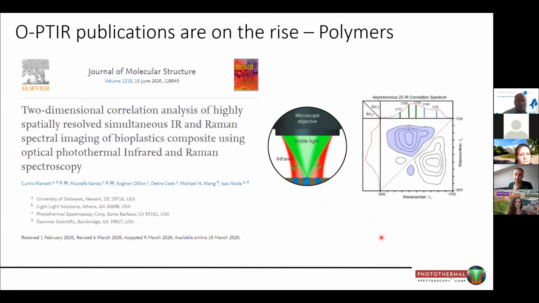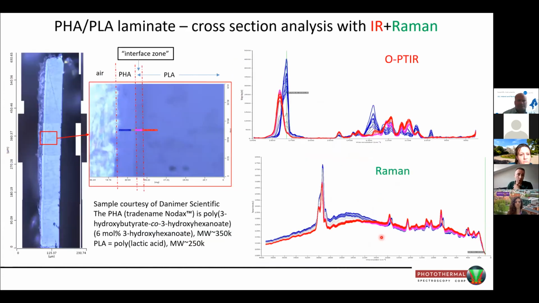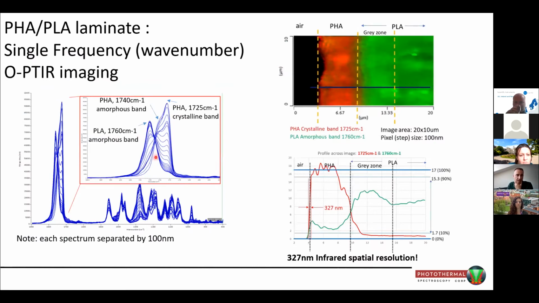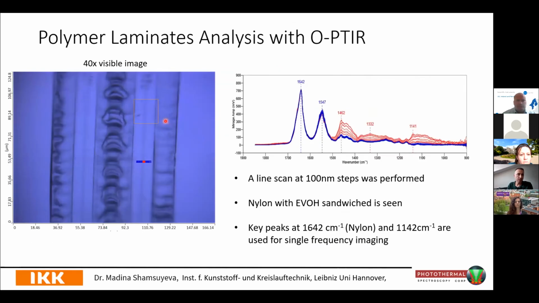Right. Publication on polymers here. This is the one where we use infrared and Raman to look across an interface of a PHA PLA laminate, and there was interest here in this interface or mixing zone. I'll go through this very quickly, but these are the spectra. Each of these spectra are 100 nanometers apart, and in the paper they applied 2D correlation spectroscopy to further extract out some meaningful mechanisms in how the samples interact.